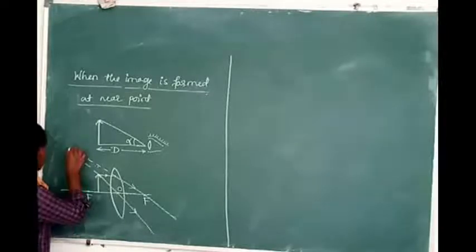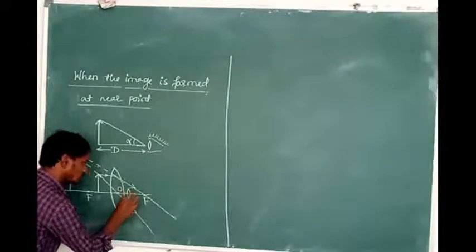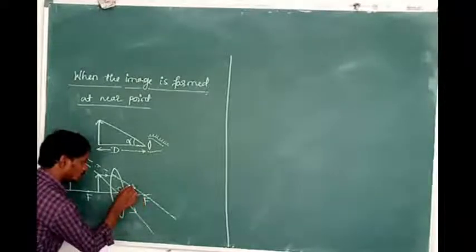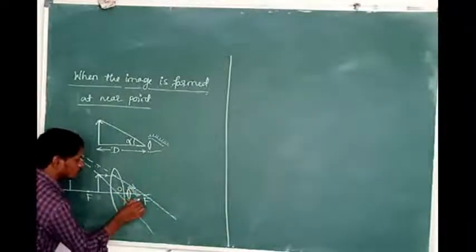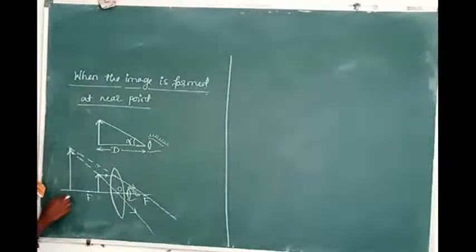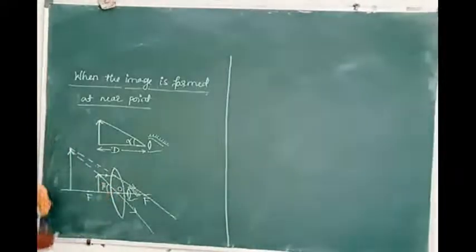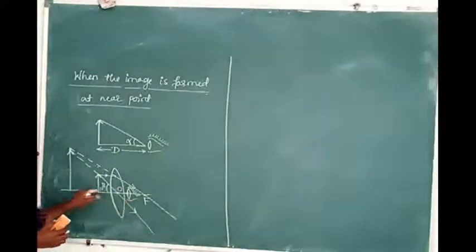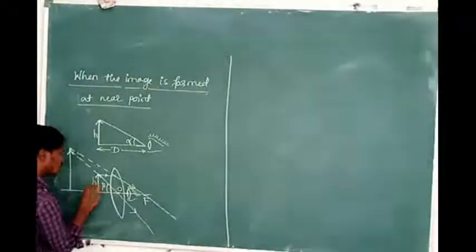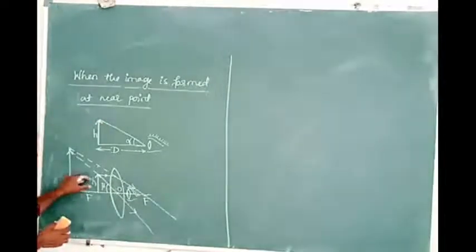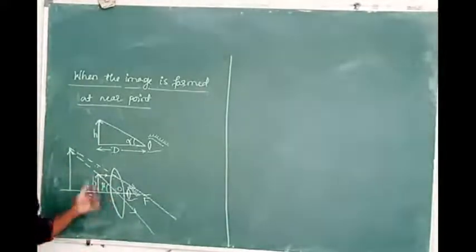Then, what is the angle subtended by the image with respect to the eye? Let us take the observer here. The angle made by the image at the eye can be taken as beta. And the height of the object I will take as h. Here also the height of the object is h. But whenever we observe this object through the lens, we are going to get the magnified image of the object.